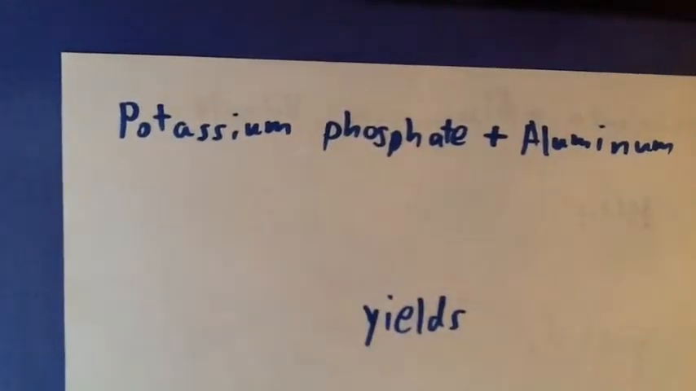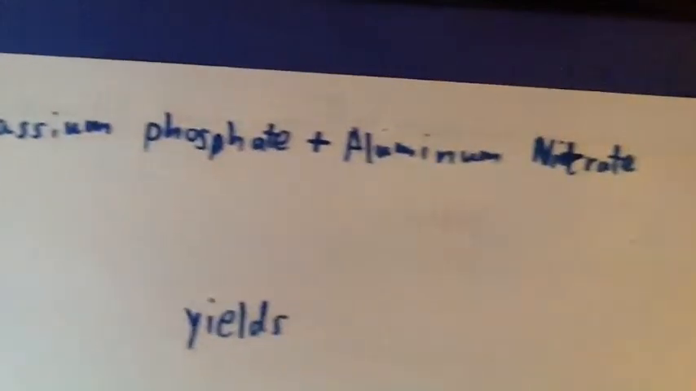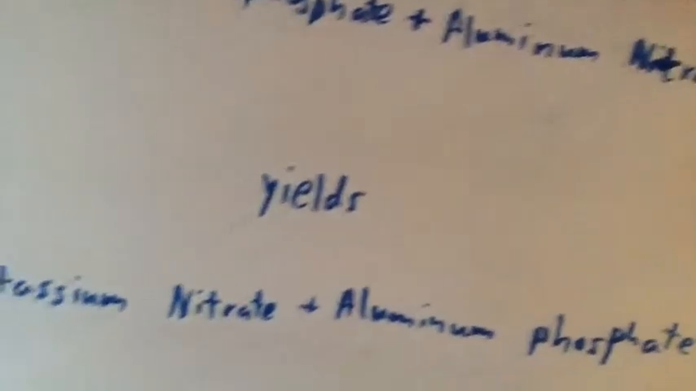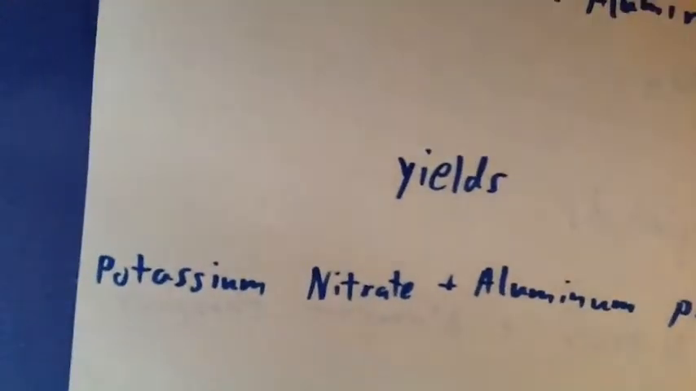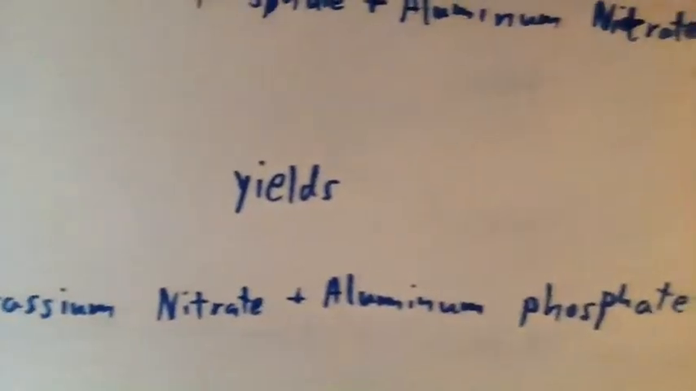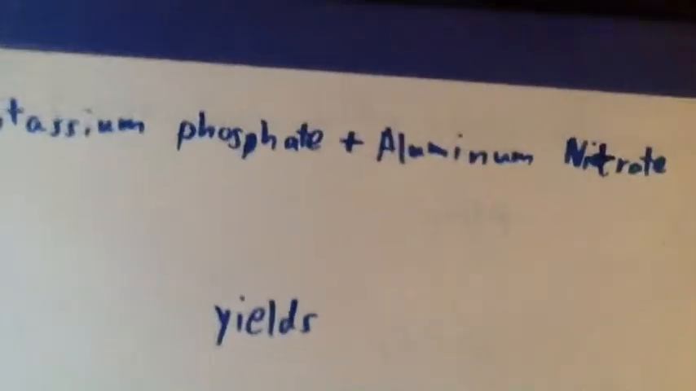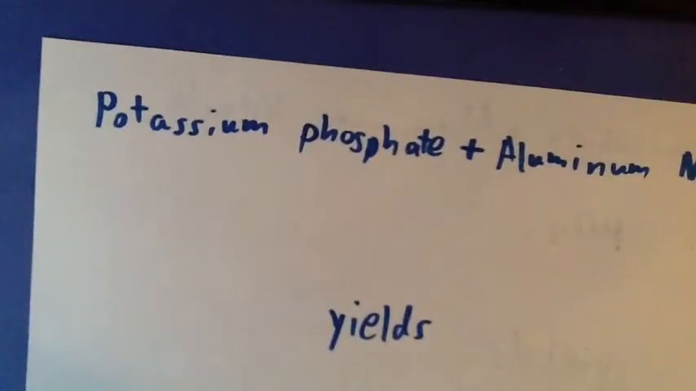This is a couple of steps, so bear with me. Our word problem is potassium phosphate plus aluminum nitrate yields, a fancy word for equals, potassium nitrate plus aluminum phosphate. Okay, now the first step is to figure out what these are and what their charges are.